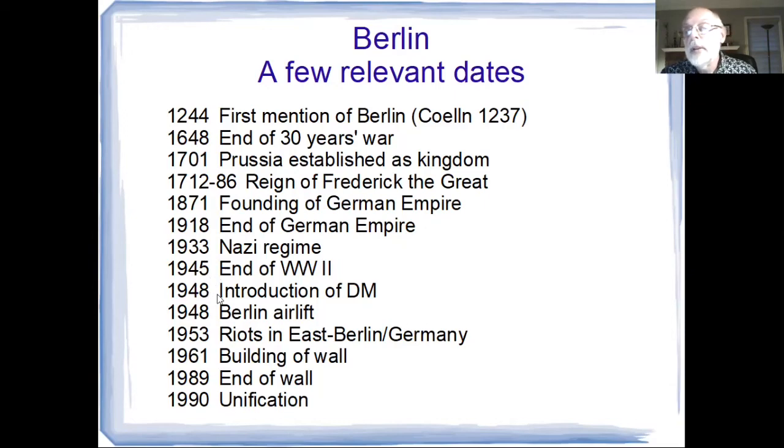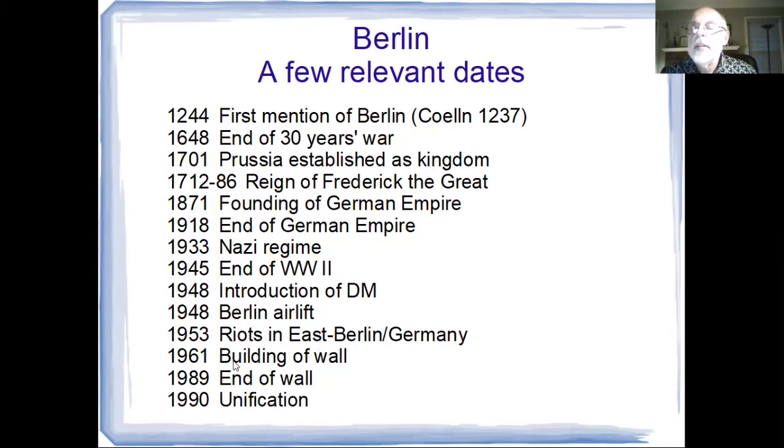Now, in 1948 was then the introduction of the Deutschmark, which had an important impact because the Soviets didn't like it, which led them to the Berlin Airlift, which was going on for about a year, where all road access to Berlin was blockaded. Now, in '53, there were riots in East Berlin and in East Germany.